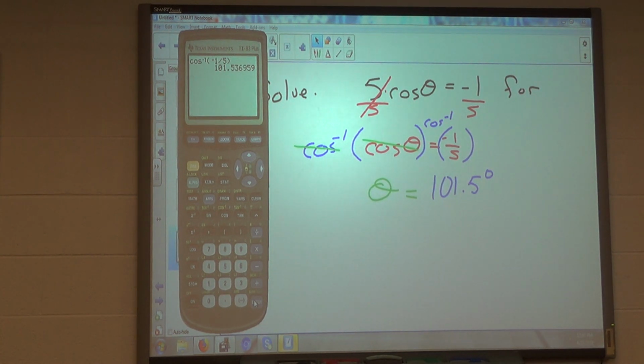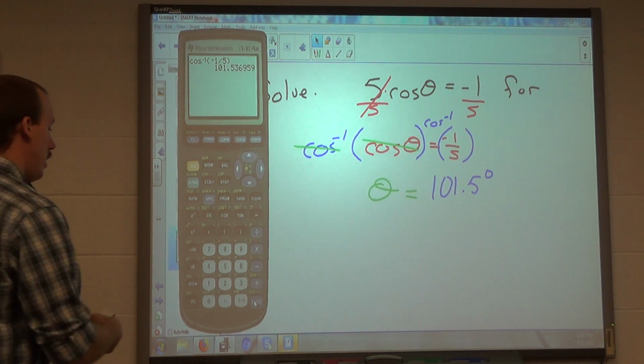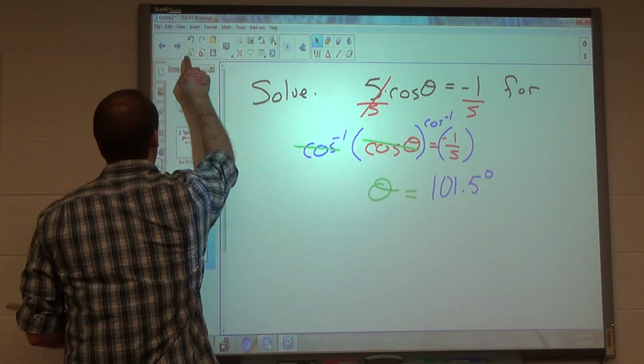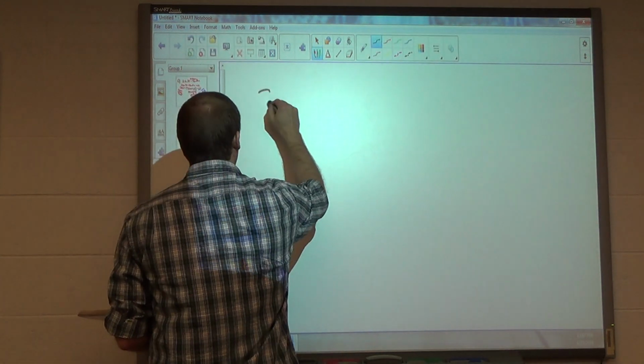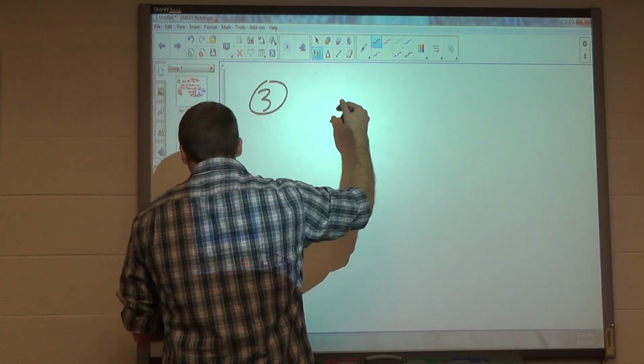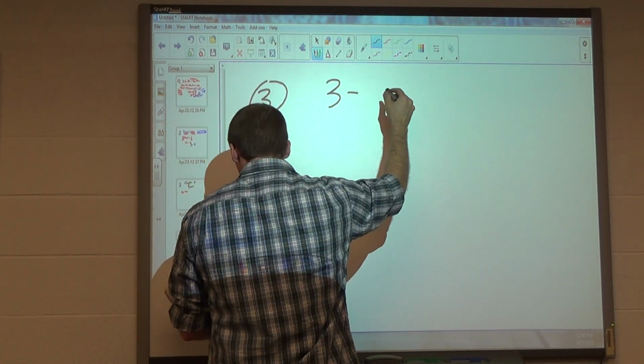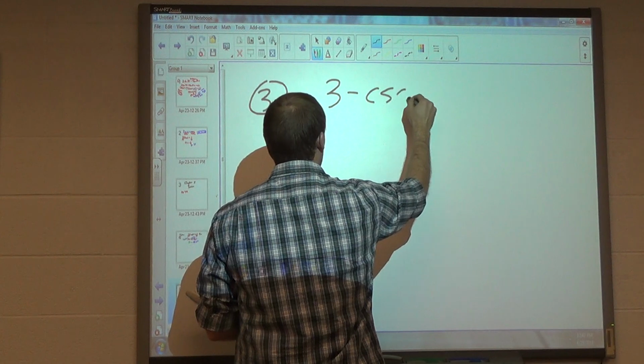Now normally there's 2 answers on these. I'm not making you calculate the second answer if you have to use your calculator in the test. Okay, let's solve number 3 next. Number 3, another solving problem. I'll just write the solving out, but it is another solving problem.